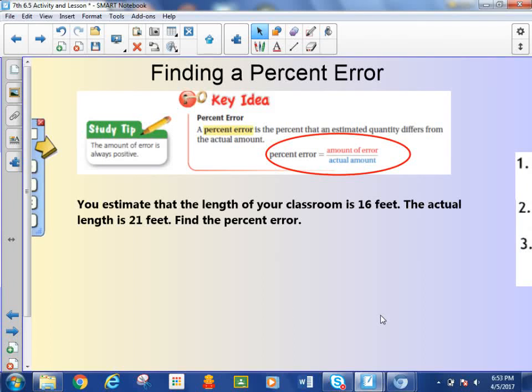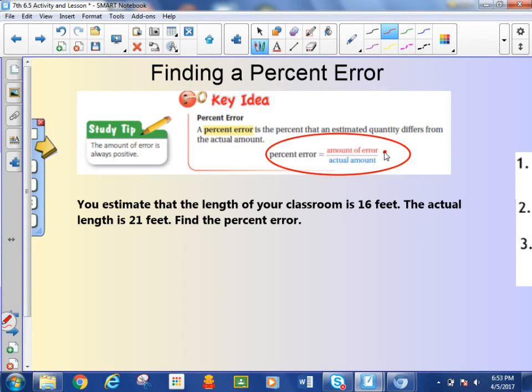Okay, in this lesson, we're going to be working with finding a percent error. A percent error is the percent that an estimated quantity differs from the actual amount. The equation we're going to use is percent error is the amount of error over the actual amount. So we're going to find our amount of error by subtracting between the estimate that we had and the actual, and then we're going to divide that by the actual amount.